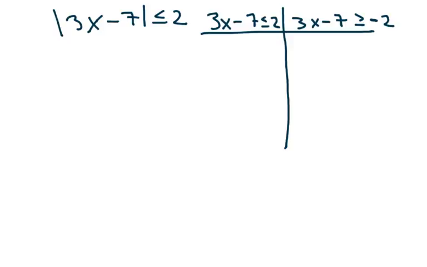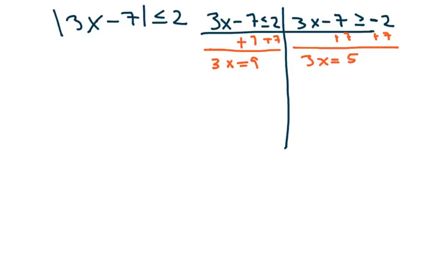Now I'm going to solve for x by adding 7 to both sides on both of these. And we get 3x is less than or equal to 9 here, and on this side, 3x is greater than or equal to 5. Not equals, you caught me, thank you. So x is less than or equal to 3, I just divided both sides by 3, and x is greater than or equal to 5 over 3.